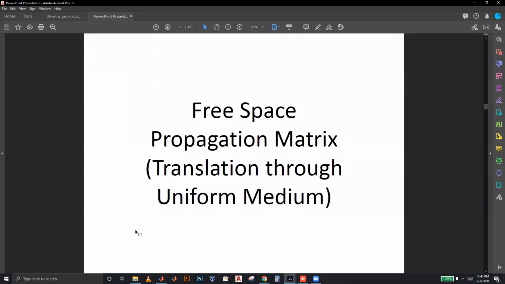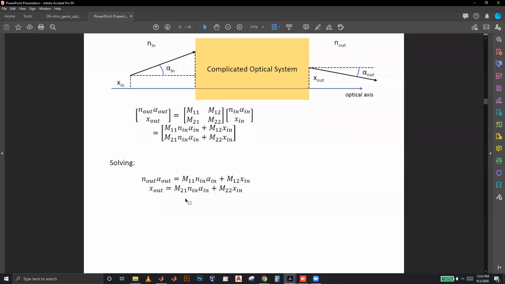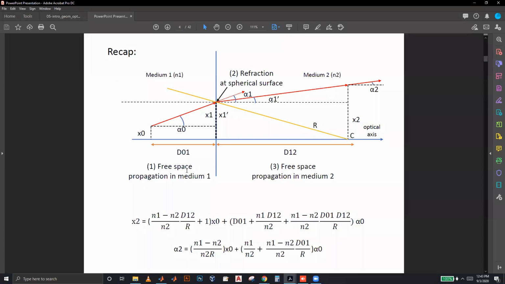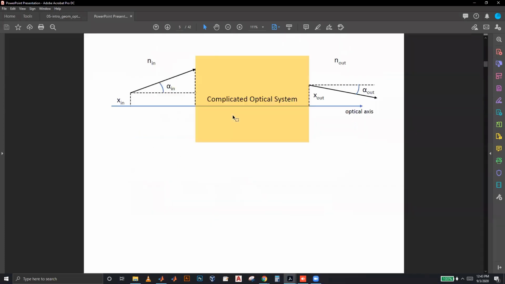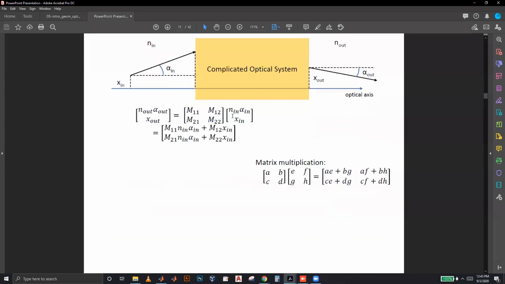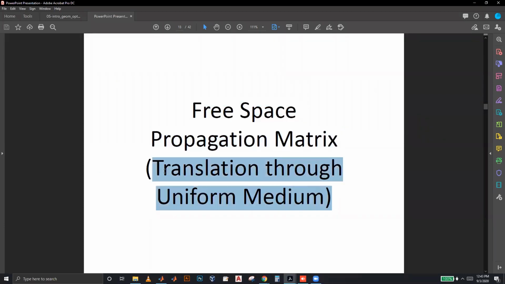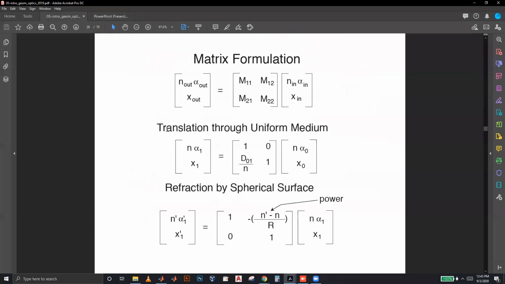So now let's take a look at one example. We have these two cases that we previously discussed, the free space propagation and refraction at spherical surface. So we will now see how the matrix formulation can be applied to these cases. We'll first take the case of the free space propagation matrix, otherwise called translation through uniform medium in the lecture slides.